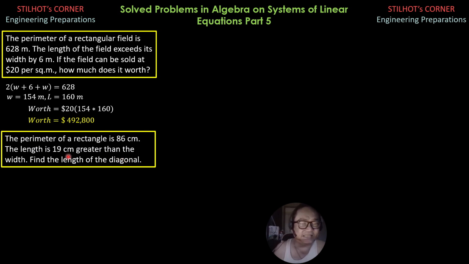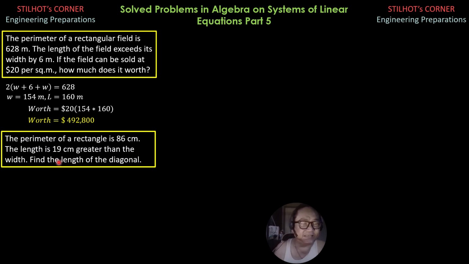Next problem: the perimeter of a rectangle is 86 centimeters. The length is 19 centimeters greater than the width. Find the length of the diagonal. The diagonal is the square root of the sum of squares of the length and width, length squared plus width squared. So let's find first the length and the width.